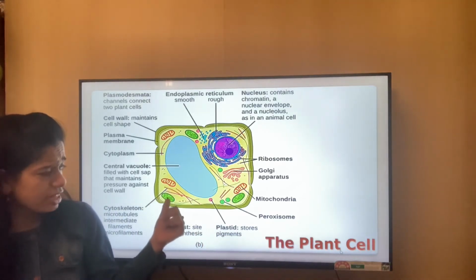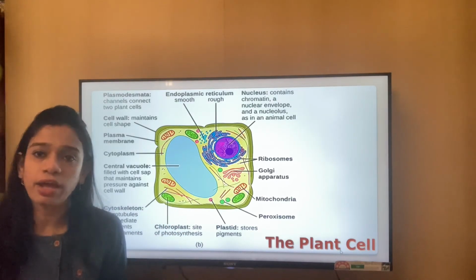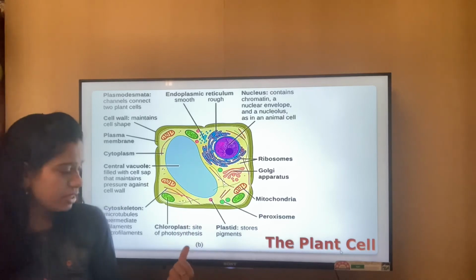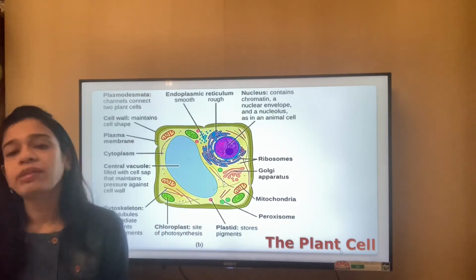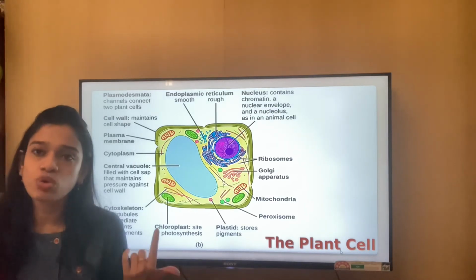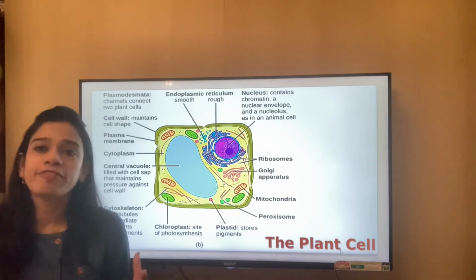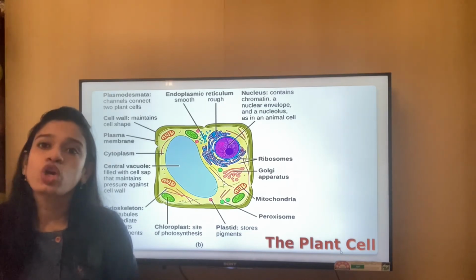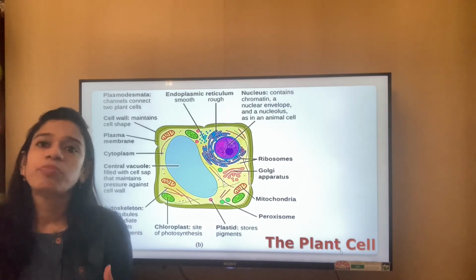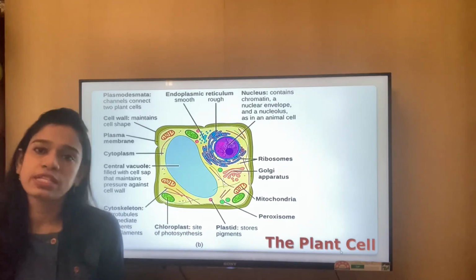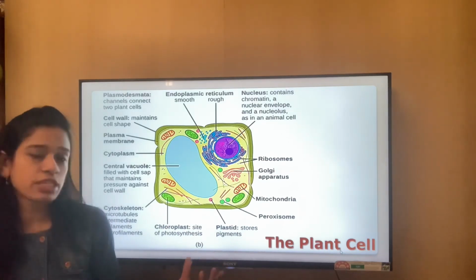And here again, this structure is present in the plant cell, which was absent in the animal cell. These are the chloroplasts. Plastids can be divided into three types: chromoplasts, chloroplasts and leucoplasts. Based on their functions, they have been named so. Chloroplast, as we understand from the name, helps in the process of photosynthesis because it provides the chlorophyll for photosynthesis.